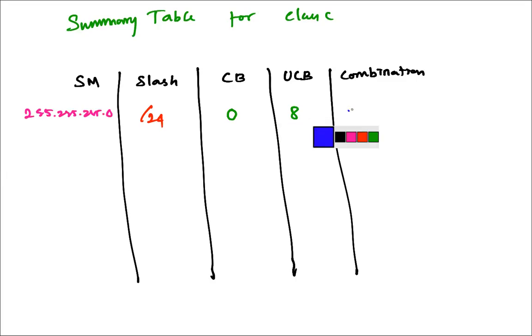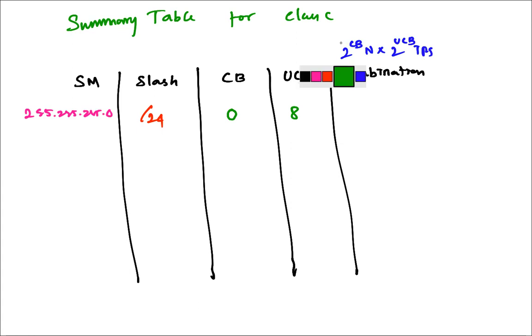Combination, I can write it like this: 2 power changed bits into 2 power unchanged bits, network into IPs. This way also you can find out. How do you find the number of networks? By the number of bits changed, correct? How do you find the IPs? By the number of bits unchanged, right?